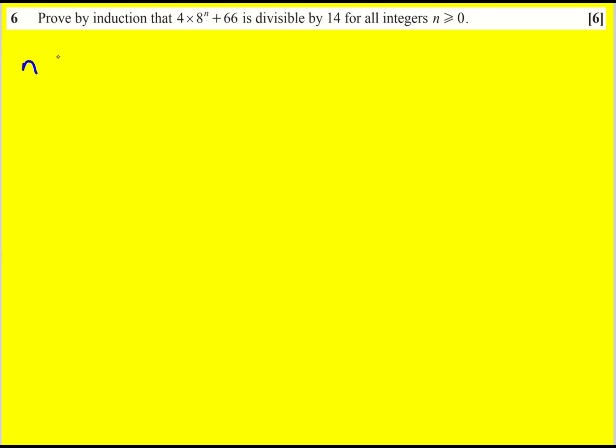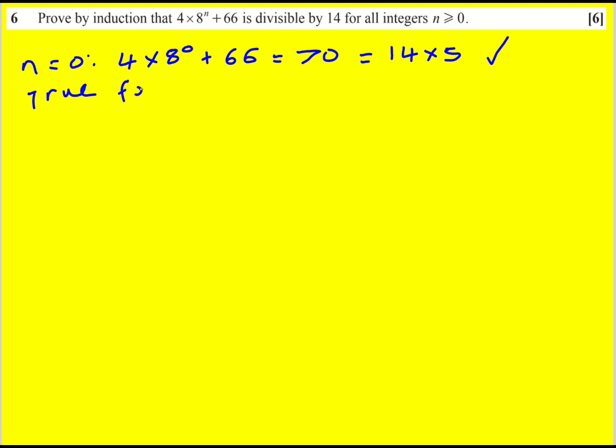Let's look first of all at n equals 0. We're going to get 4 times 8 to the 0 plus 66, which is 70, which is then equal to 14 times 5. So this is true. You might write true for n equals 0. I normally just do a little tick, but if I'm doing an exam, I should probably write a little bit more. Next up, I'm going to assume.